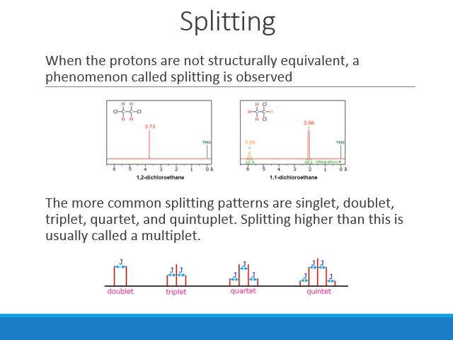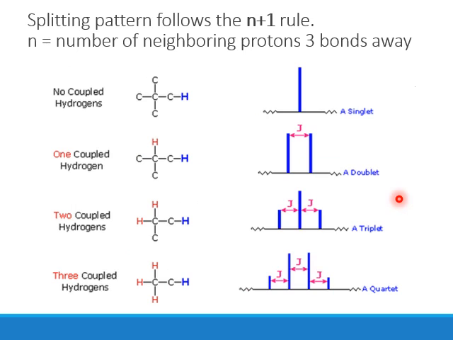So when the protons are not structurally equivalent, a phenomenon called splitting is observed. The more common splitting patterns are singlet, doublet, triplet, quartet, and quintet. Splitting higher than this is usually called a multiplet. The splitting pattern follows the n+1 rule. When you have n neighbor hydrogens, the splitting will be n+1.